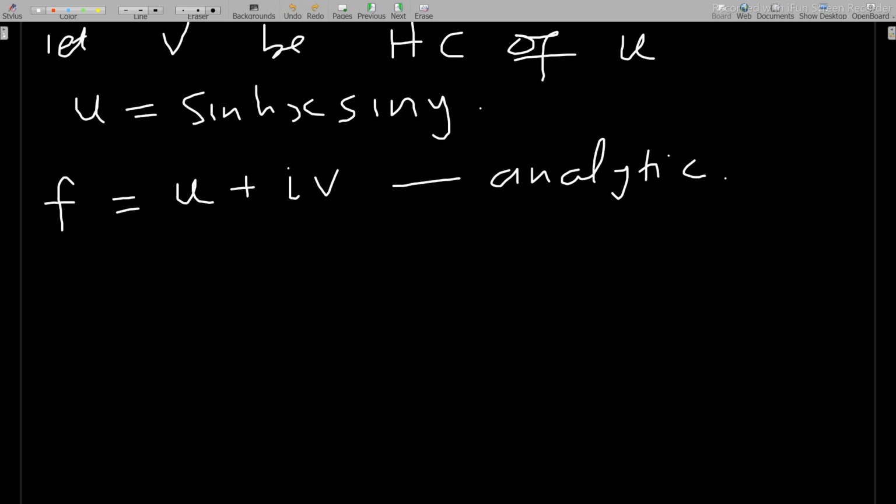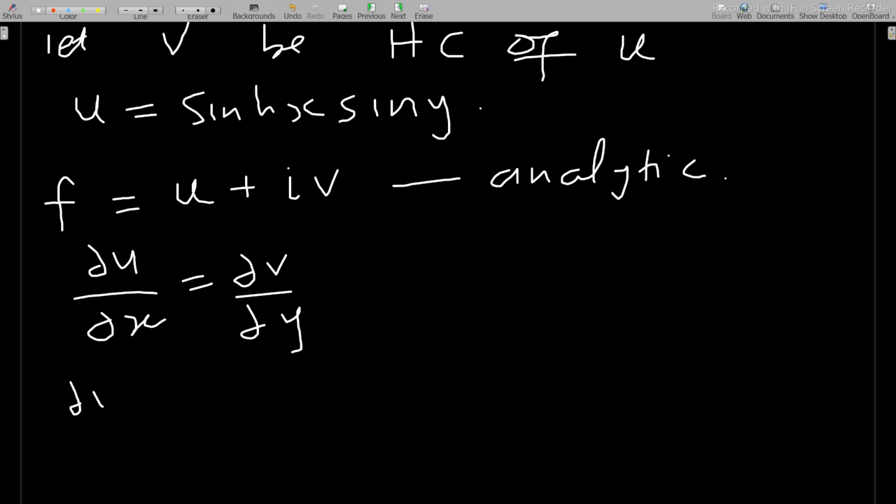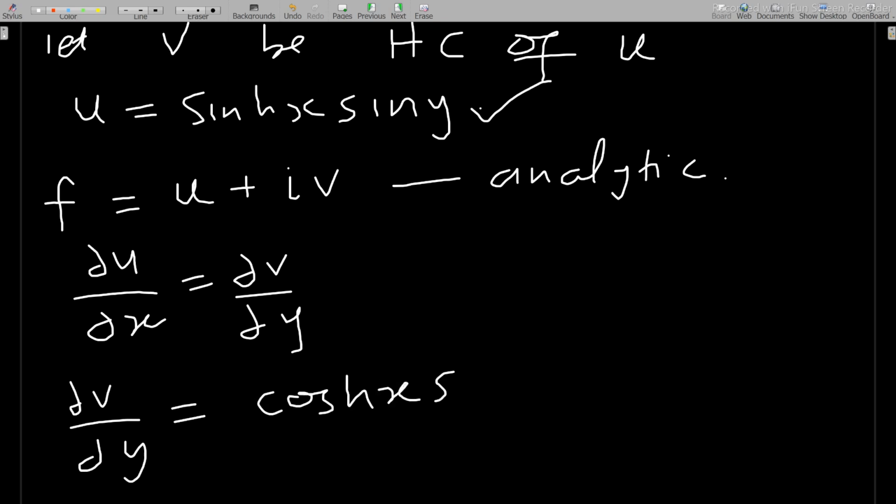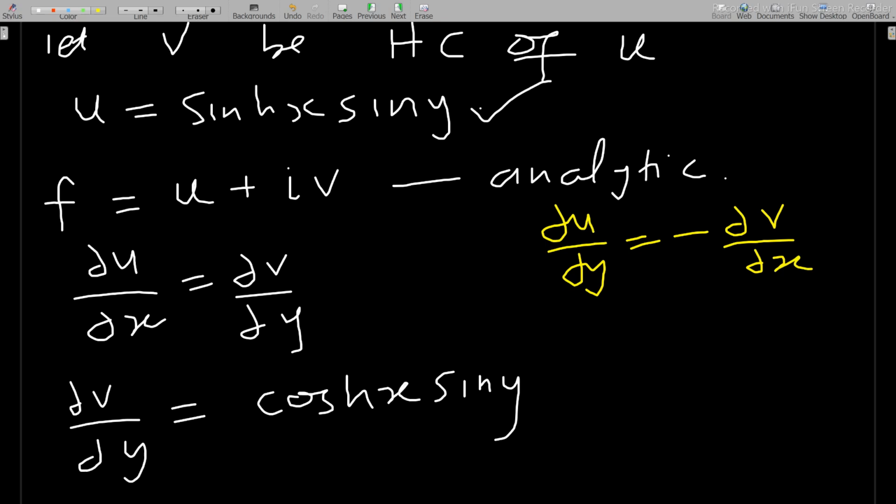Now from the CR equations, when a function is analytic, you say that del u del x should be equal to del v del y. Which means that del v del y will be equal to what? So we go ahead and check the answer we had for del u del x, or you can still differentiate it with respect to x, and that gave us cos x sine y. Now the next one is del u del y should be equal to negative del v del x. So minus del v del x will be equal to del u del y, and that was sine x cos y. I hope you get this. Just represent your del u del y there, and that was sine x cos y.